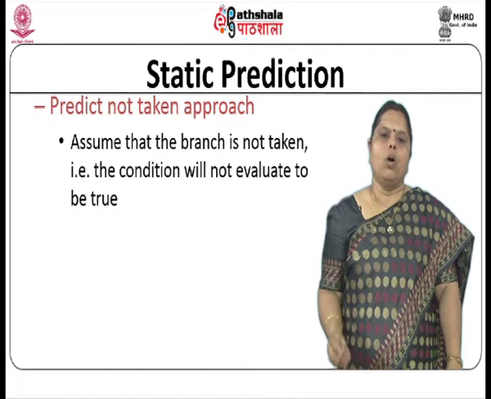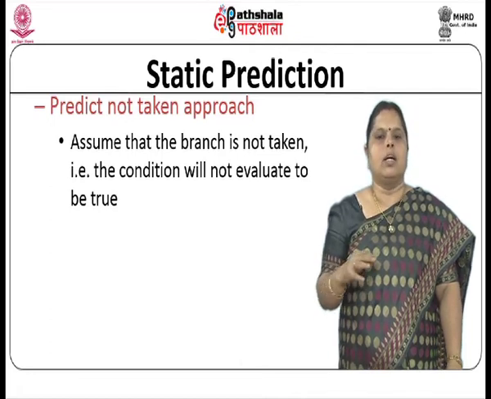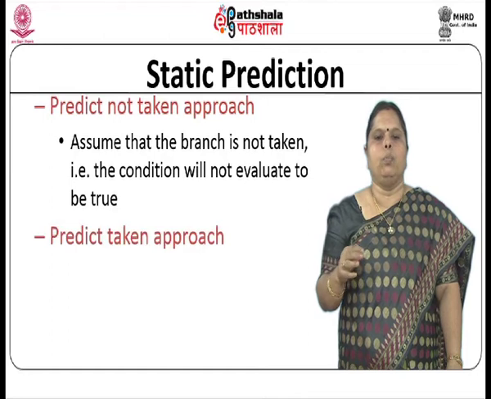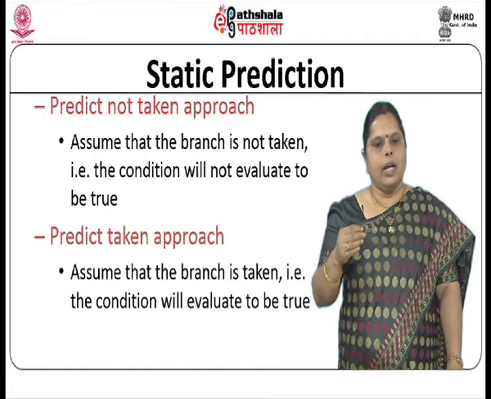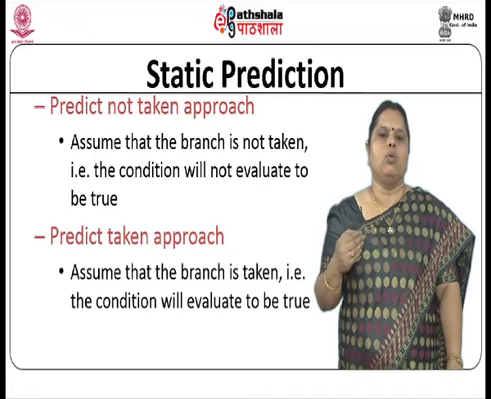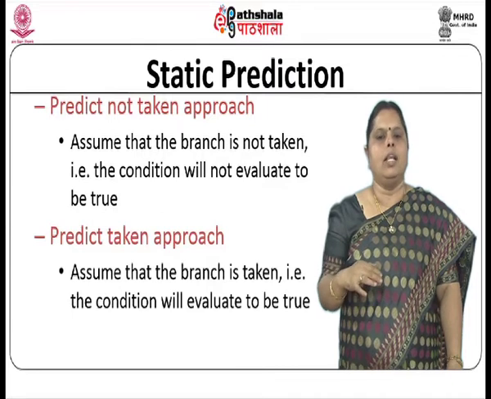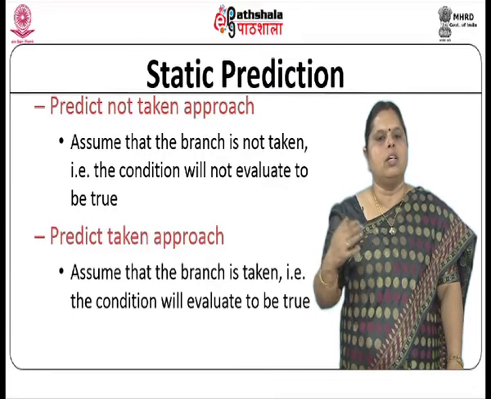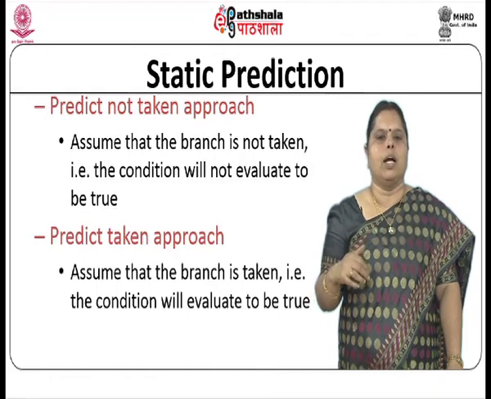In a predict not taken approach, you assume that the branch is not taken, that is, the condition will not evaluate to be true. So, in this case you assume that it is only the sequential address which you will have to use, which is very easy to handle. A predict taken approach is wherein you assume that the condition is going to be evaluated to be true, and you will have to fetch from the target address.